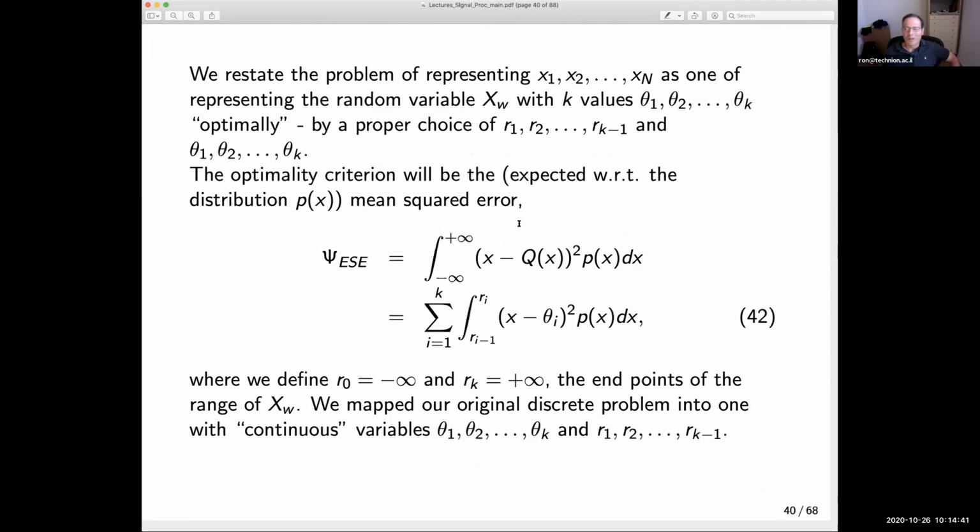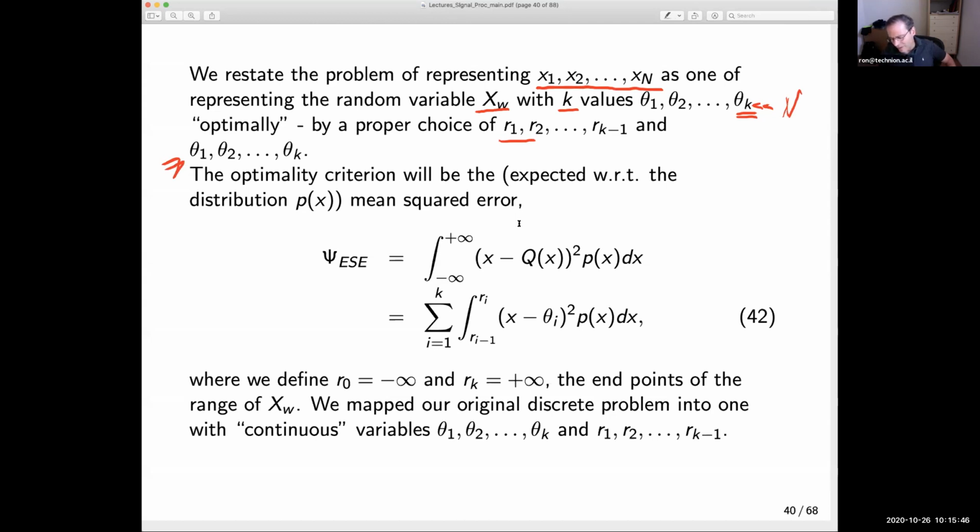This is the artillery that I'm using. At the end of the day, what we will see is that there is no remedy but to do a very ugly and awful, wonderful idea, and this is splitting the problem into two separate problems, optimizing for thetas and optimizing for r's. This is in fact a classical way of solving problems in the quantization arena, but let's wait with it a little bit. So what we did is restate the problem of representing my n values as one of representing a random variable with k values, where k is obviously smaller than my capital N. And we do it optimally by selecting my splitting values and my representative values.